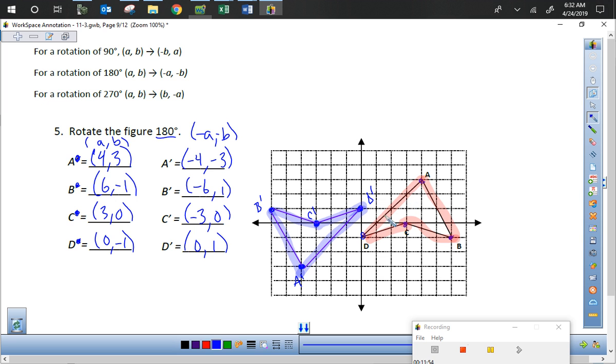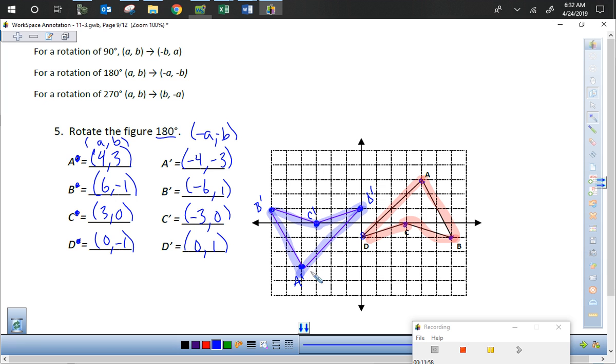You'll notice here our original was this kind of arrow shape pointing straight up, and then our image, our result, was the same arrow shape pointing down. Okay, so with a rotation, it's still going to be the same size and the same shape like our other transformations, but the orientation is going to turn around. Just like with the reflection here.